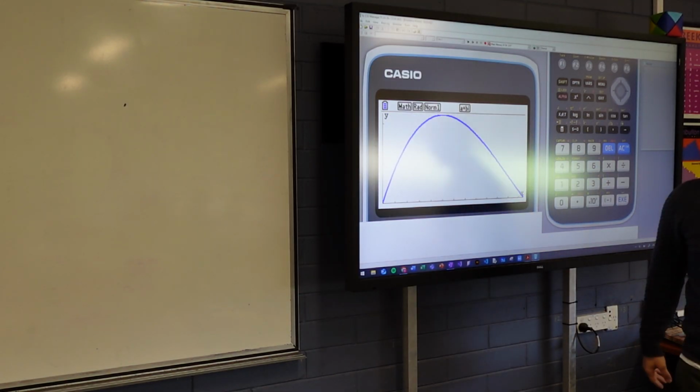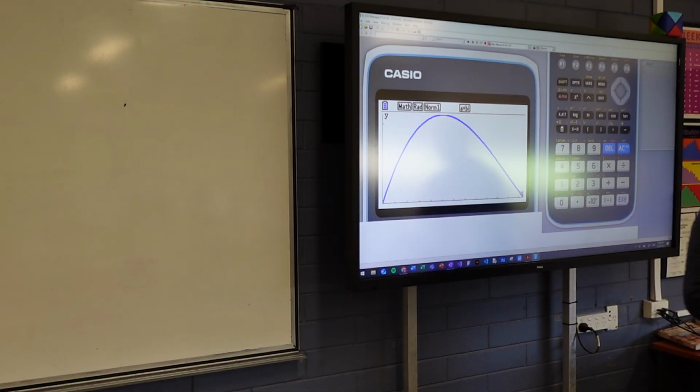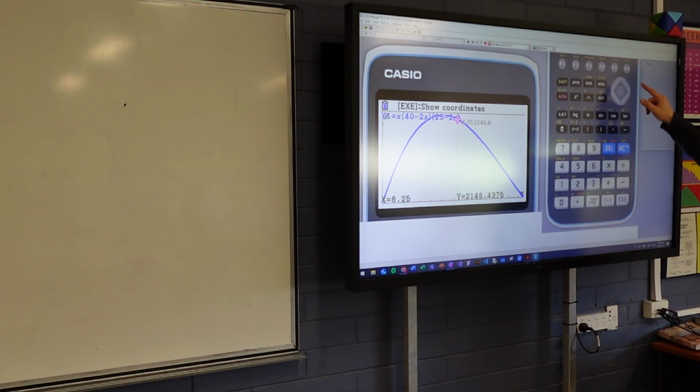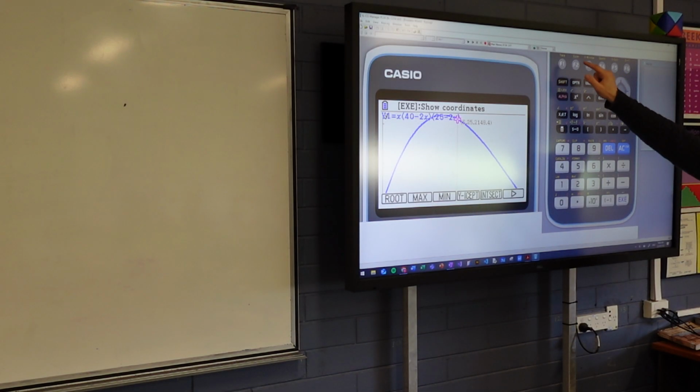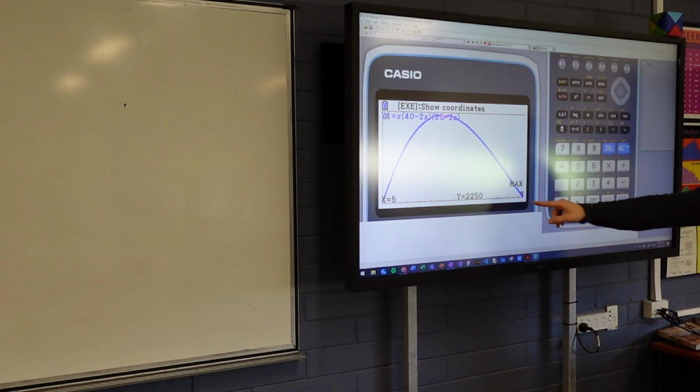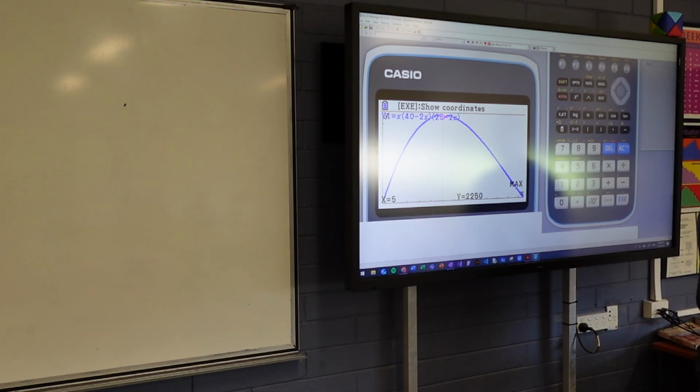So 0 to 12.5. All right, now looking at this, from visual inspection, what would be the best situation to be in? What value of x would be the best one to have? The highest one. Yeah, the highest value of y. So g-solve max. We know that the optimal size is going to be 5 centimeters.